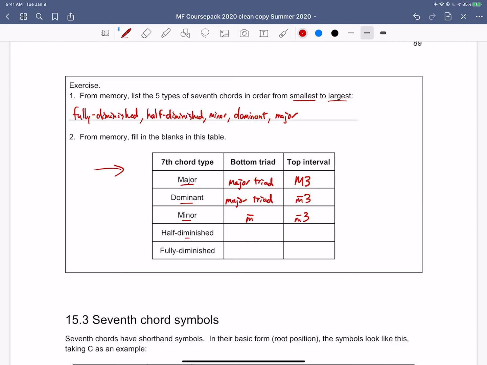Half diminished, well, diminished is in the name, so you're going to have a diminished triad, which I'll abbreviate like that, on the bottom. And on the top, though, since it's half diminished, it's not as small as possible. It's going to have the larger interval on top, so that's the major third. And then finally, fully diminished, well, that's definitely going to have diminished on the bottom. And since it is fully diminished, it's as small as possible. It will get the smaller of the two options on top.